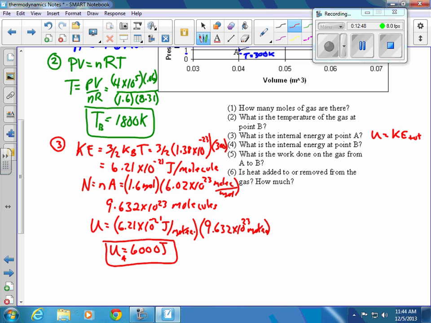Now, the next step, step 4, is asking me to find the internal energy at point B. I could do this all over again, but I'm going to show you a shortcut.